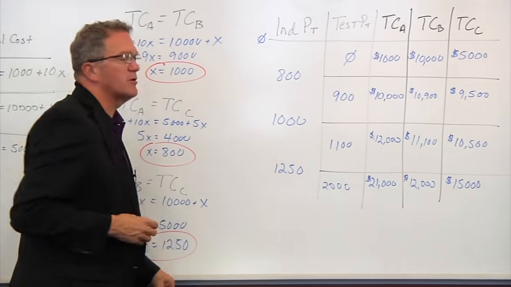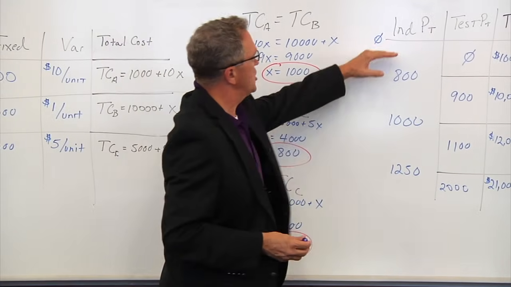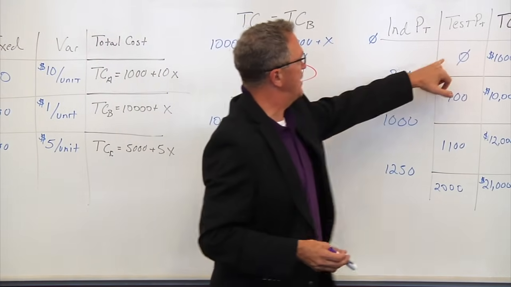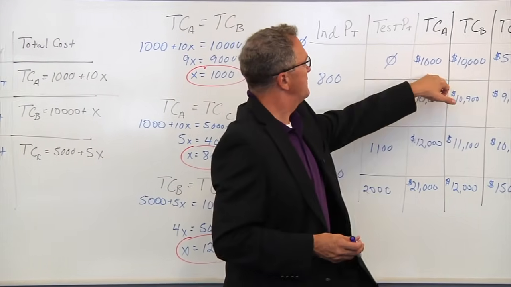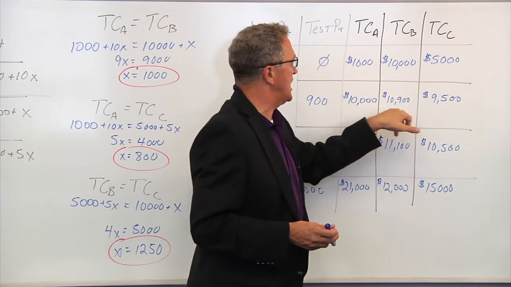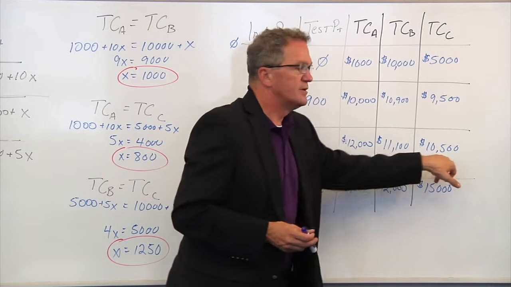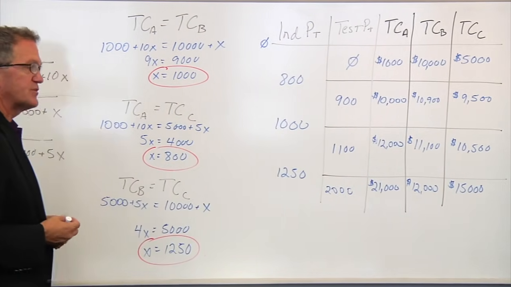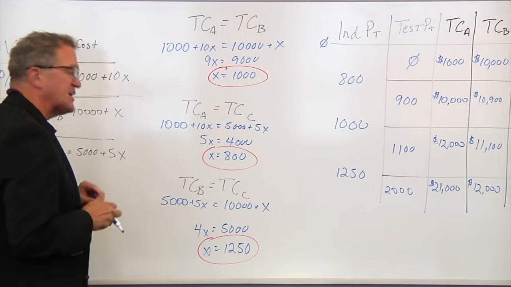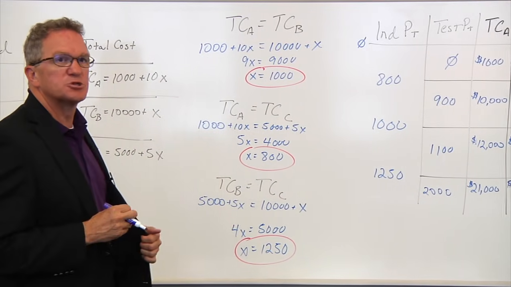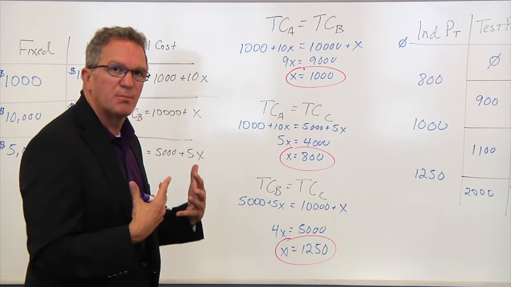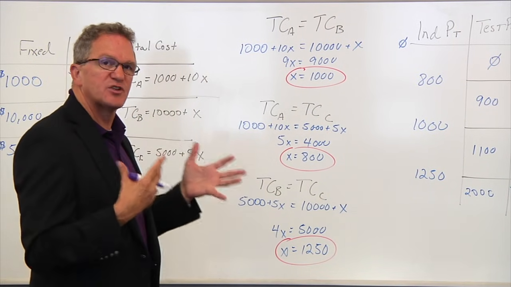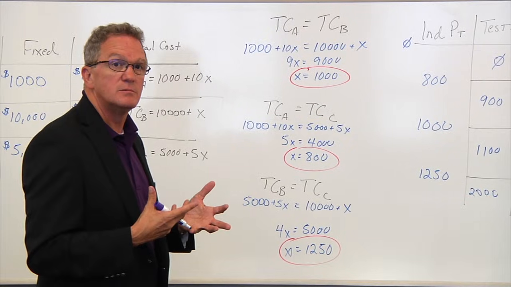So we've built our indifference table. We took our indifference points, found a test point between each of our indifference points, found out what the total cost of each option is at those test points. The last thing we do is identify the optimal solution, the optimal decision. Again, this is decision modeling. We've built a model. As simple as this looks, it is a model.